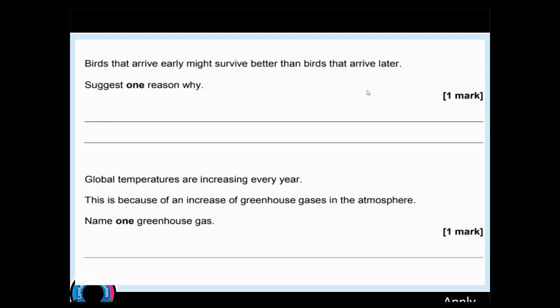Next question. It says birds that arrive early might survive better than birds that arrive later. Suggest one reason for that. 1 mark. And it says global temperatures are increasing every year. This is because of an increase of greenhouse gases in the atmosphere. Name one greenhouse gas.